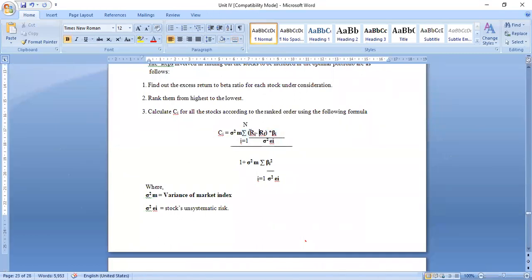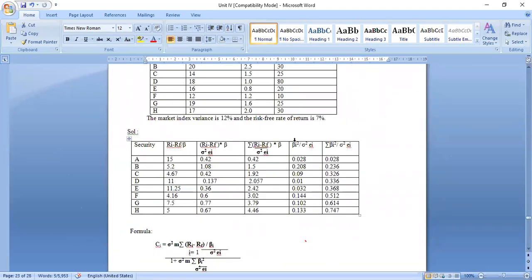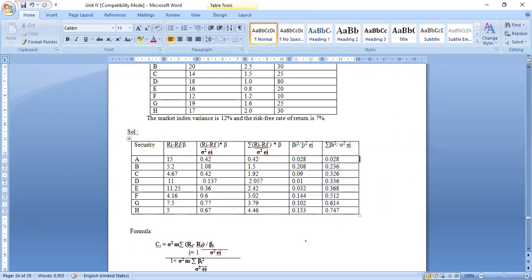So first we have done this calculation, that is (Ri minus Rf) divided by residual variance, into beta, and the next column is all about the cumulative or the summation. Now we have to calculate beta i square divided by residual variance first, and then you have to take the summation or the cumulative values that we are going to see in these two columns. So we are having beta i square divided by residual variance.